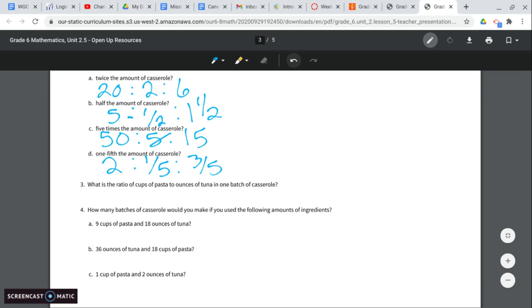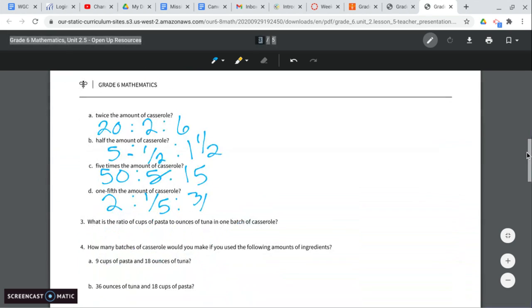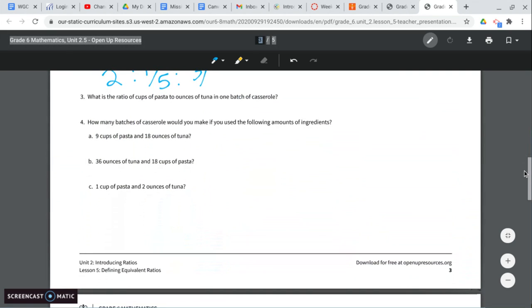For number 3, what is the ratio of cups of pasta to ounces of tuna in one batch of casserole? If we look back up at our recipe, looking at cups of pasta, which is 3, to ounces of tuna, which is 6. So 3 to 6. Coming back down here, it's 3 to 6. Sorry about the weird lines.